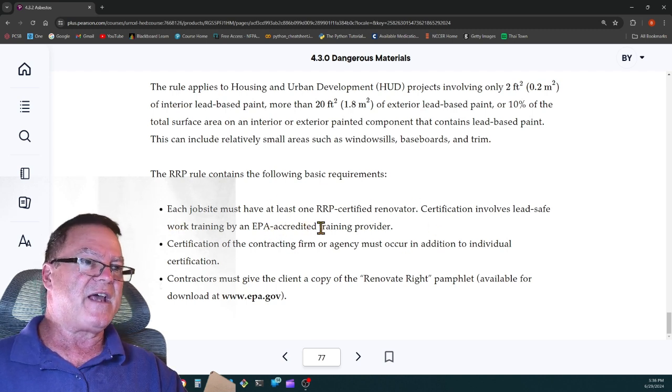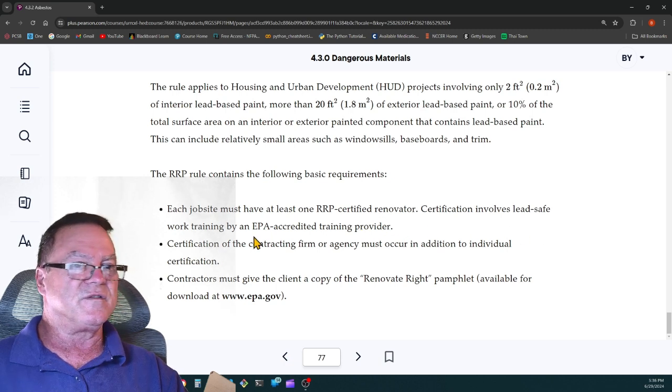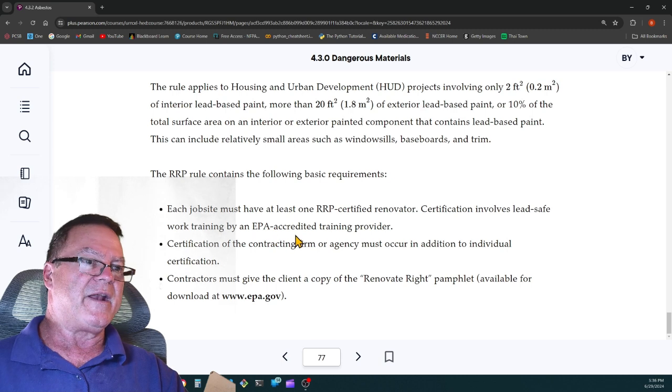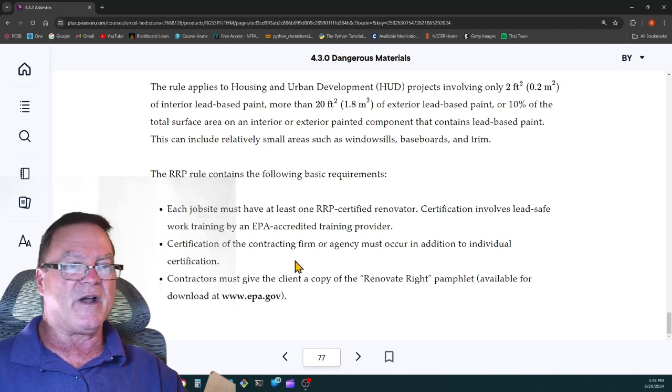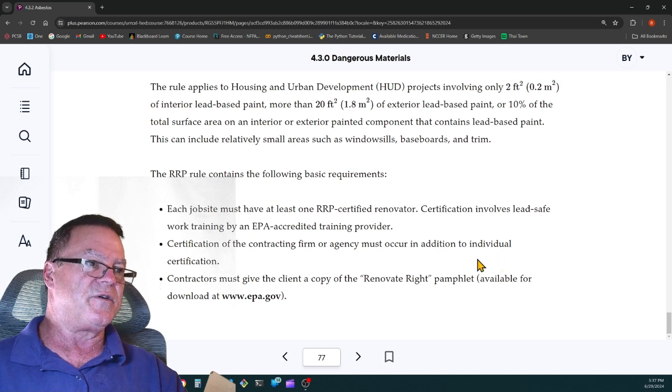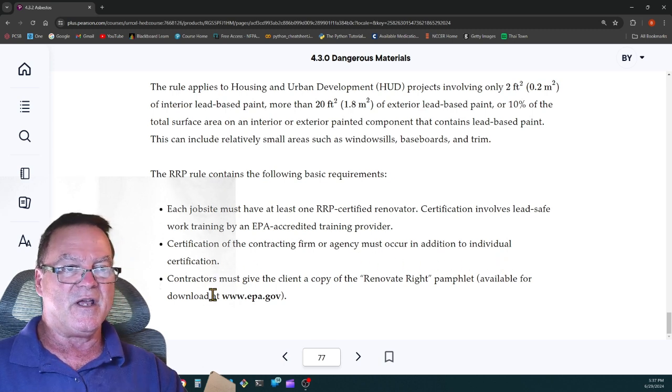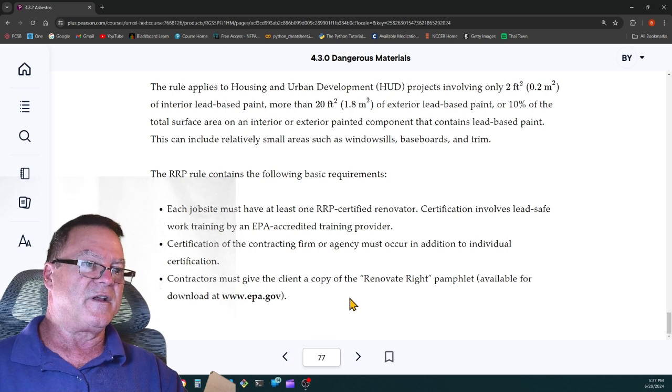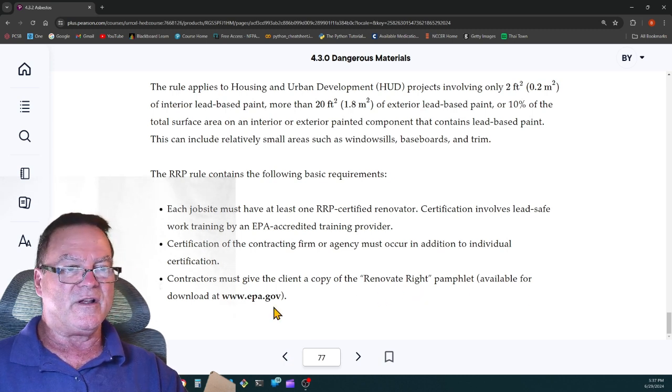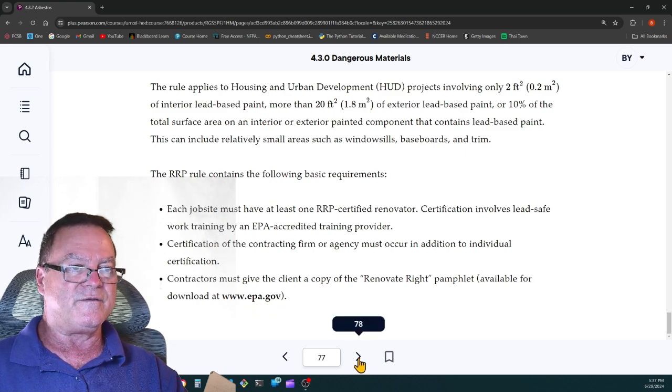The RRP rule contains the following basic requirements. Each job site must have at least one RRP certified renovator. Certification involves lead-safe work training by an EPA accredited training provider. Certification of the contracting firm or agency must occur in addition to individual certification, and contractors must give the client a copy of the Renovate Right pamphlet available for download at www.epa.gov.